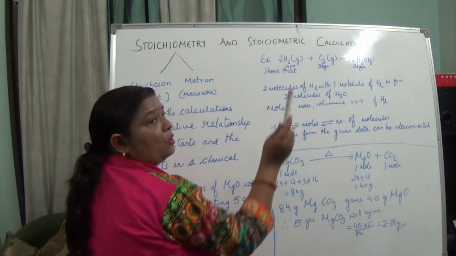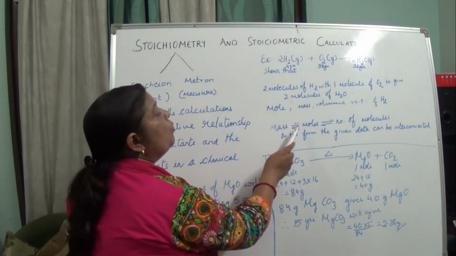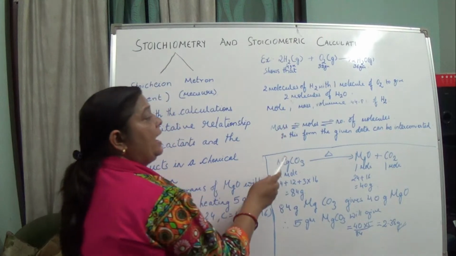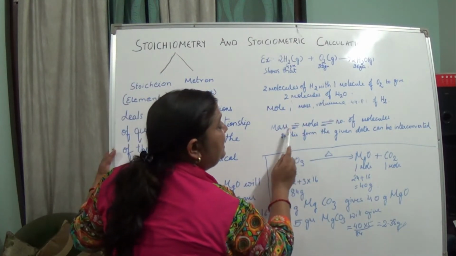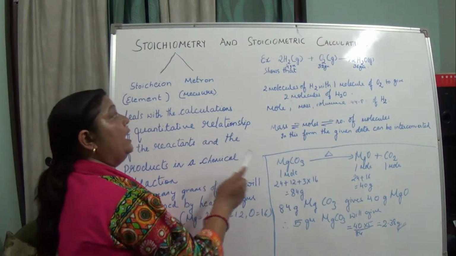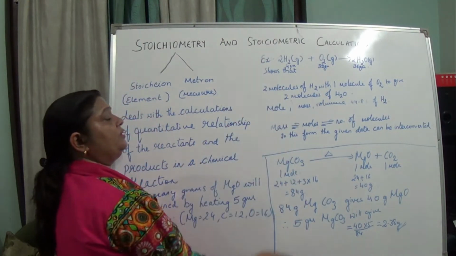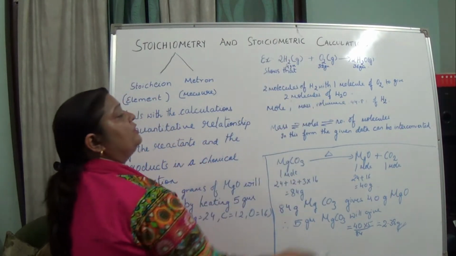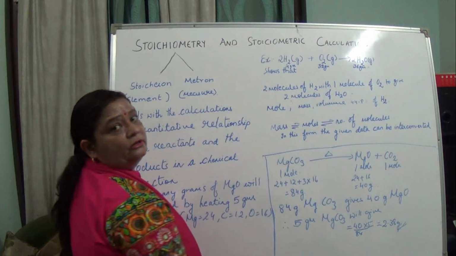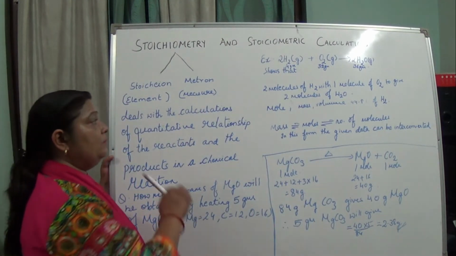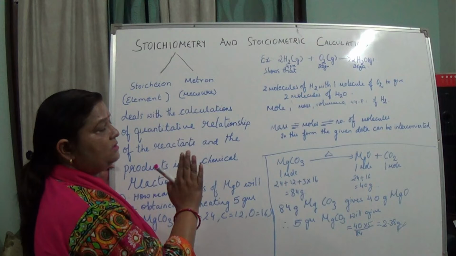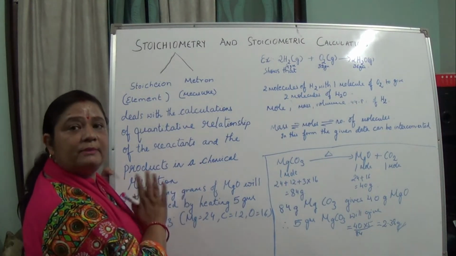So we can say over here that this mass, mole and molecule data can be interconverted. We can use the term mass, we can use the term moles, and we can also use the term molecules over here. In this stoichiometry and stoichiometric calculations, we are going to do numericals.